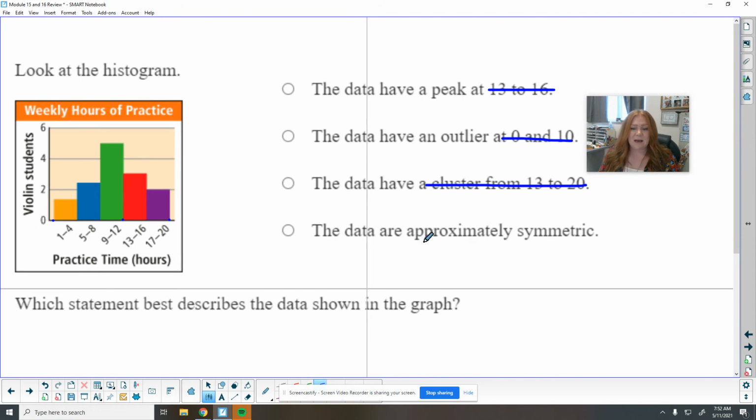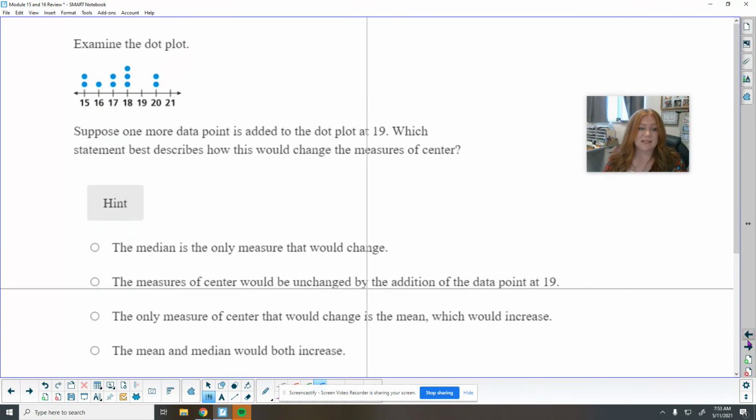And the data is approximately or close to symmetric, right? If I cut this in half, this goes up, this goes down. It's pretty close to symmetric. So it is almost symmetric. All right, looking at this dot plot, suppose one more data point is added to the plot at 19. So let's go ahead and add that there. Which statement best describes how this would change the measures of center?